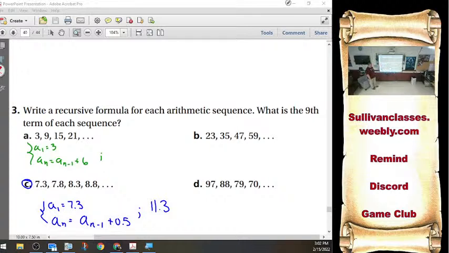Okay. You got the other ones? A sub 1, 23. A sub n. Every time, I'm going to take the previous term and add 12 to it. So go find the ninth term. I need 5 more terms after this. So now I can do 5 more times. So 5 by 12 is 60 plus 59. Okay.